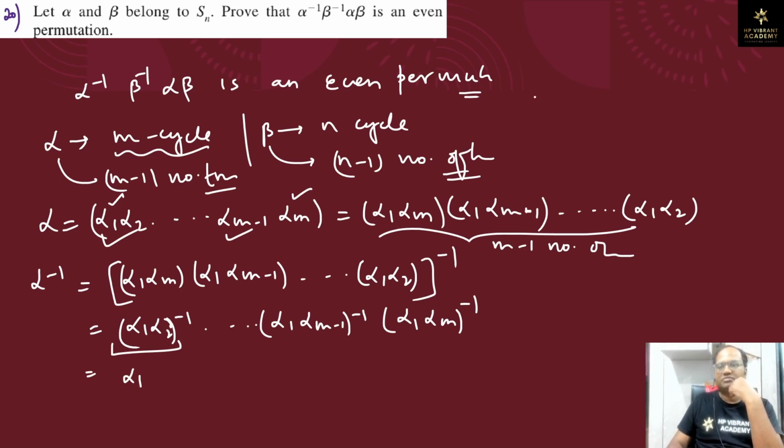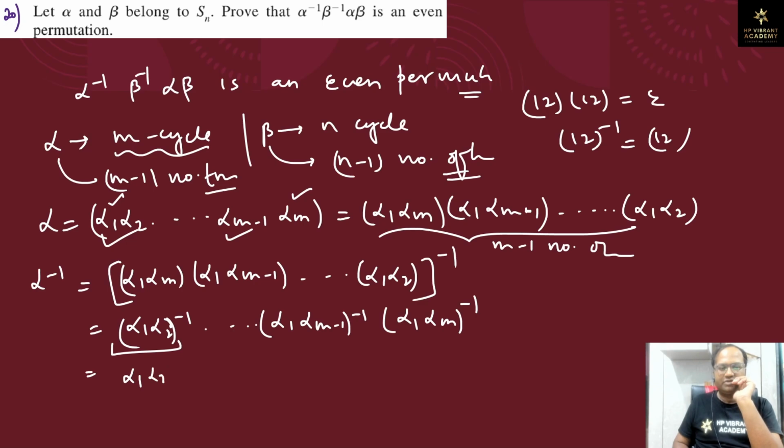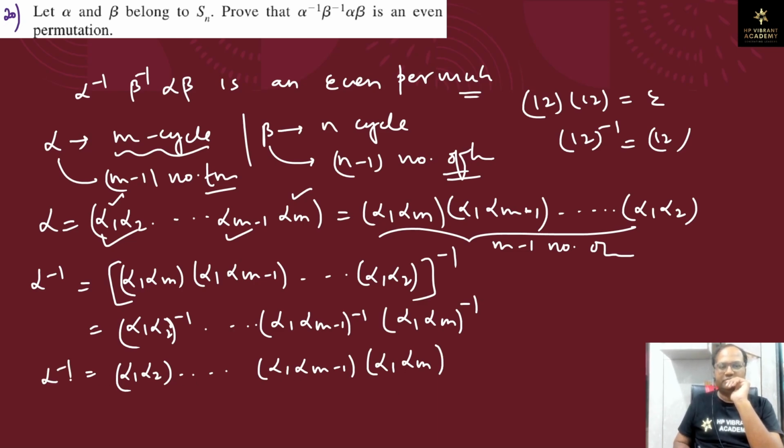तो दिस इज इक्वल टू, दिस वी हैव ऑलरेडी डिस्कस्ड. मतलब (1 2) टाइम्स ऑफ (1 2) क्या आएगा, आइडेंटिटी. दिस मीन्स (1 2) का इन्वर्स क्या हो गया, (1 2). मतलब ट्रांसपोजिशन इज सेल्फ इन्वर्स. तो क्या हो जाएगा, (alpha1 alpha2) टाइम्स ऑफ (alpha1 alpha m minus 1) और (alpha1 alpha m). दिस इज अल्फा इन्वर्स. और अल्फा क्या है देखो, अब इसको रीअरेंज करो. तो दिस इज (alpha1 alpha m)(alpha1 alpha m minus 1)...(alpha1 alpha2). दिस इज नथिंग बट अल्फा. तो अल्फा इन्वर्स की वैल्यू क्या आ गई, अल्फा आ गई.